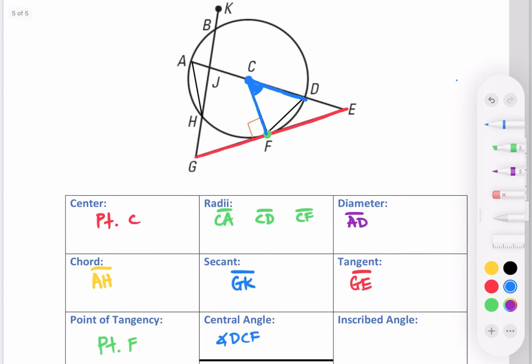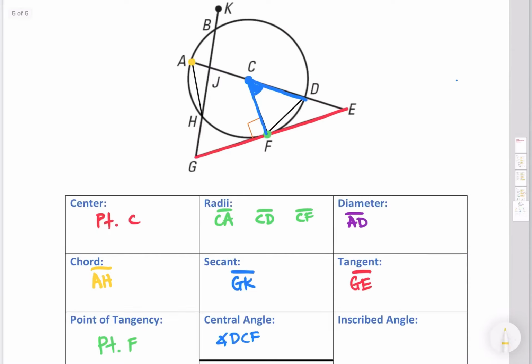An inscribed angle is an angle whose vertex is on the circle itself. So I find a point on the circle and see if it can create any angles, which it does right over here. That angle could be HAD or DAH.